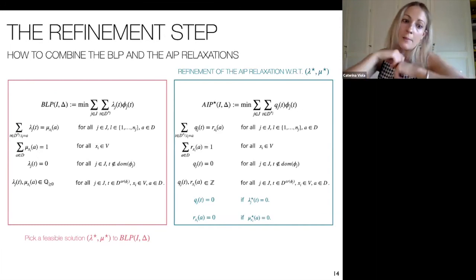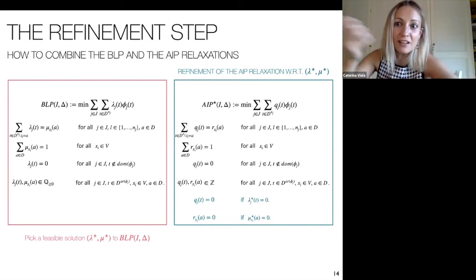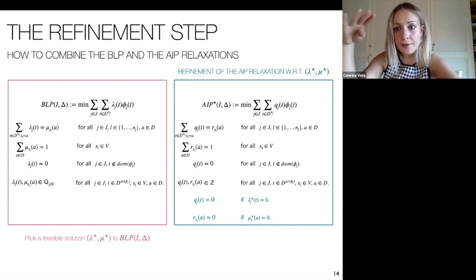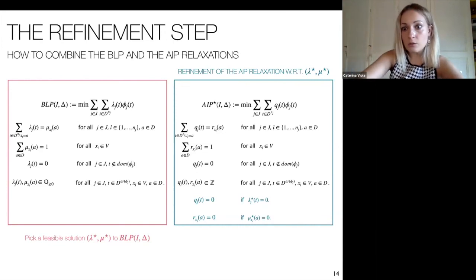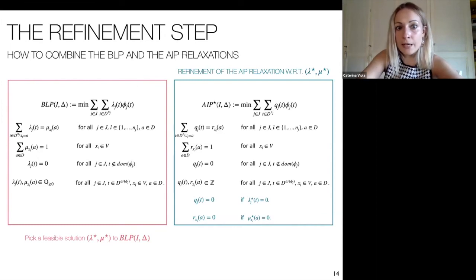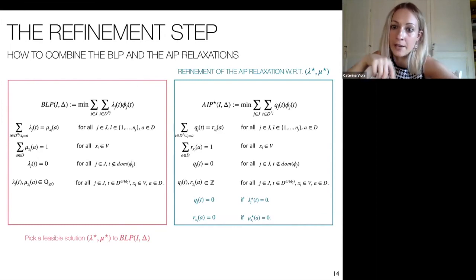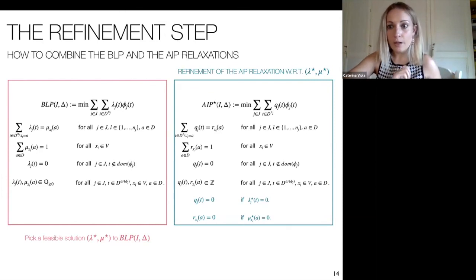A trivial answer to your question would be, yes, try to consider higher levels of the Sherali-Adams hierarchy. So you consider the 2-3 level for the BLP and the 2-3 level for the AIP and try to combine them. But I don't know so far.